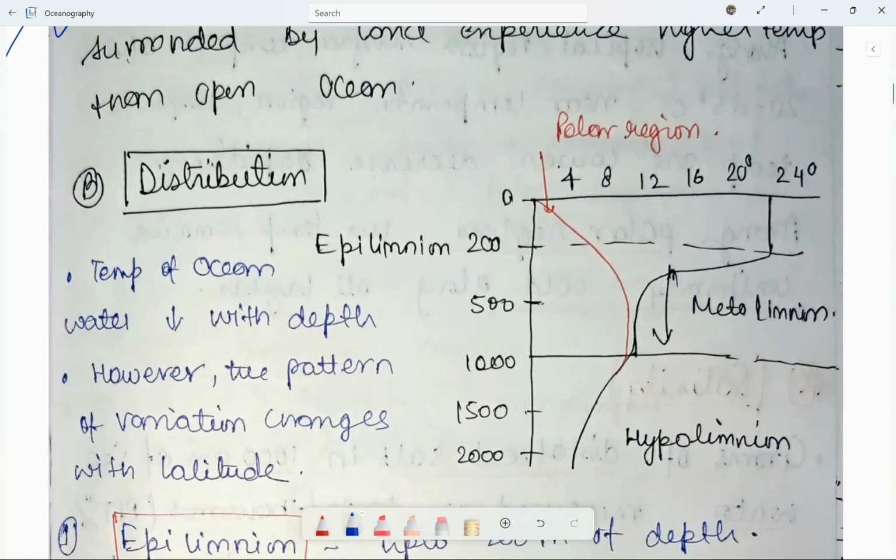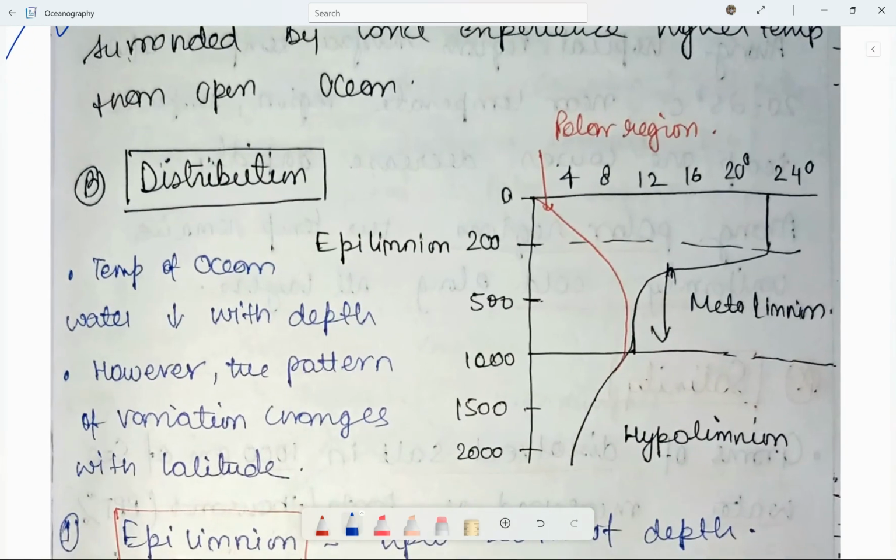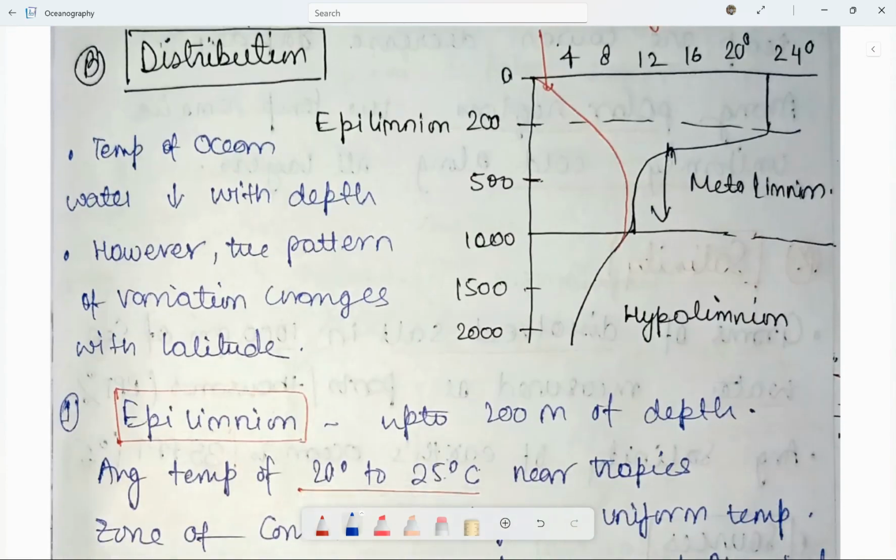नेक्स्ट आ जाते हैं डिस्ट्रीब्यूशन के ऊपर कि किस तरह से ओशंस डिस्ट्रीब्यूटेड है थ्रू आउट. नाउ टेम्परेचर ऑफ द ओशन वाटर डिक्रीज होता है विद डेप्थ, दिस वी नो. नाउ द पैटर्न ऑफ वेरिएशन चेंज होगा लैटिट्यूड के हिसाब से कि वो किस लैटिट्यूड में लाई कर रहा है. दैट विल डिटरमाइन दैट बाय व्हाट टेम्परेचर इट इज गोइंग टू डिक्रीज.